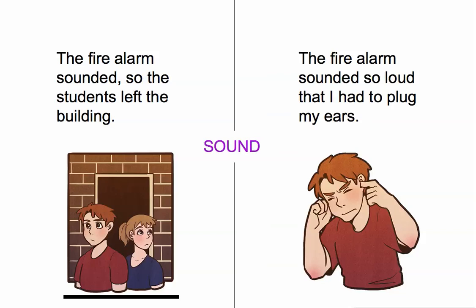Sound. The fire alarm sounded, so the students left the building. Compare that to the fire alarm sounded so loud that I had to plug my ears. The first sentence is telling us the fire alarm went off. It rang. It sounded. It's doing something. The second sentence is describing it. It's describing it using the word loud. Loud is our predicate adjective, and it links back to the subject of the sentence, alarm.